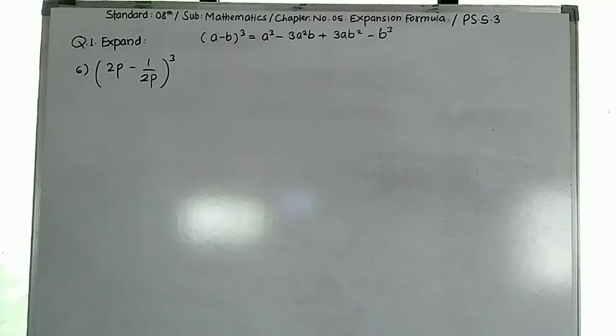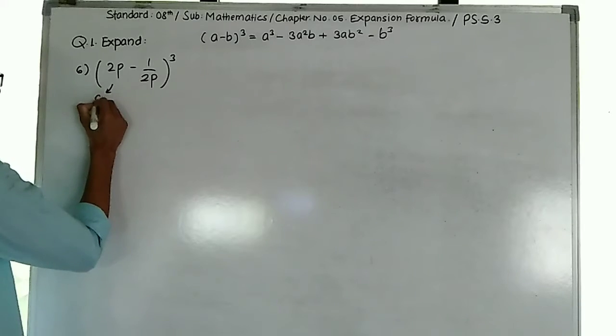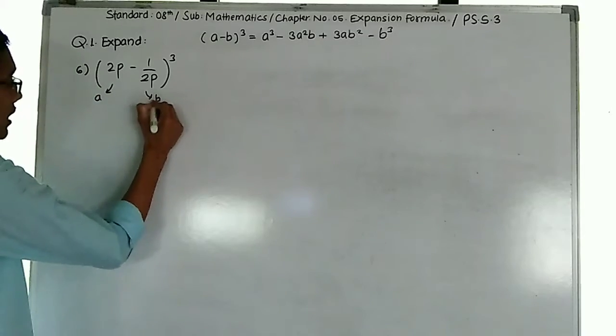Now, sub question number 6. So what is the term? (2p minus 1 upon 2p) raised to 3. So we have to expand this particular binomial. Again, I am going to take 2p as my a and 1 upon 2p as my b.